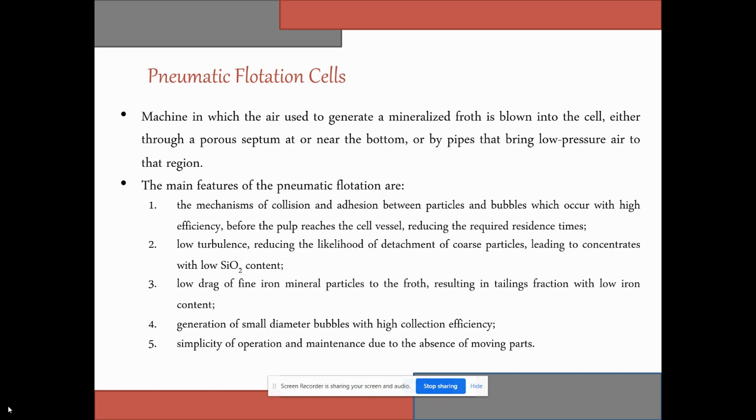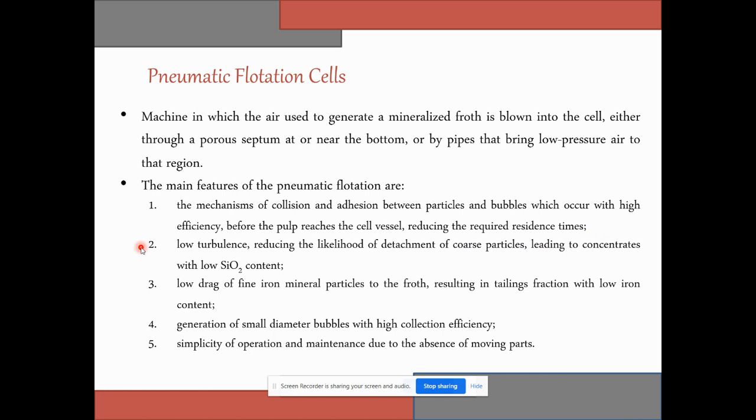Moving on to the pneumatic machines. Pneumatic machines are those which either use the air entrained during pulp addition or the air blown in or induced. The main features of pneumatic flotation are: number 1, the mechanism of collision and adhesion between particles and bubbles, which reduces the required residence times.